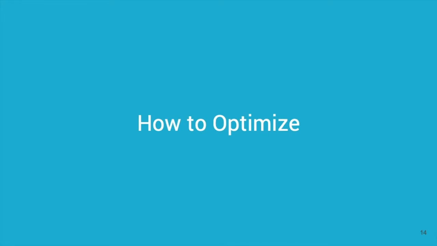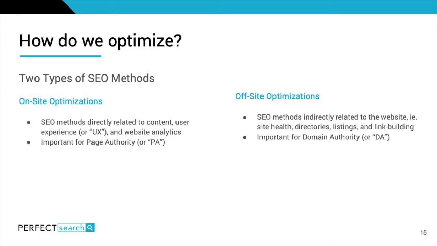So how to actually optimize. There's 2 main types of SEO methods to optimize your site: on-site and off-site. So on-site optimizations are any optimizations that directly relate to the content on your website, the user experience or the UX, and then the website analytics. So this is important for page authority.